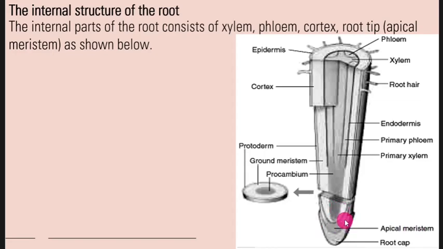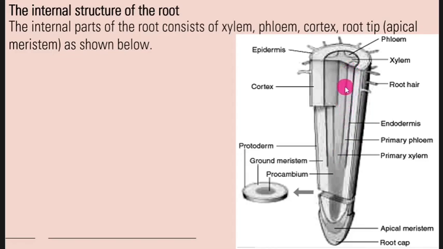Alright, so these are the internal parts of the root you must not forget: apical meristem, the cortex, the phloem, and the xylem. All right. So you might also be interested to know that there's also this inside layer here, somewhere here.